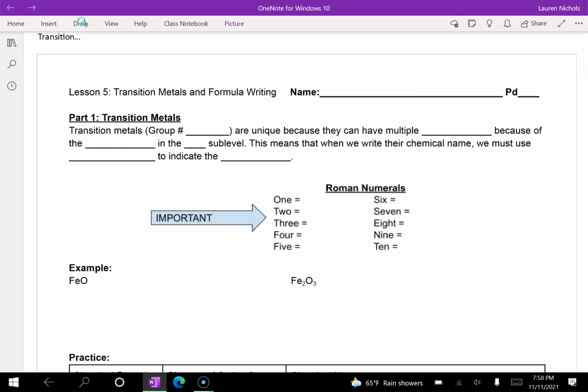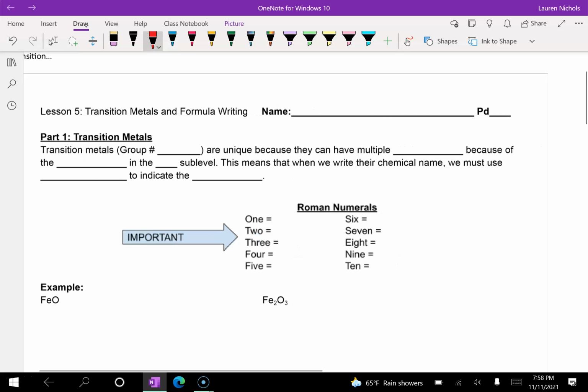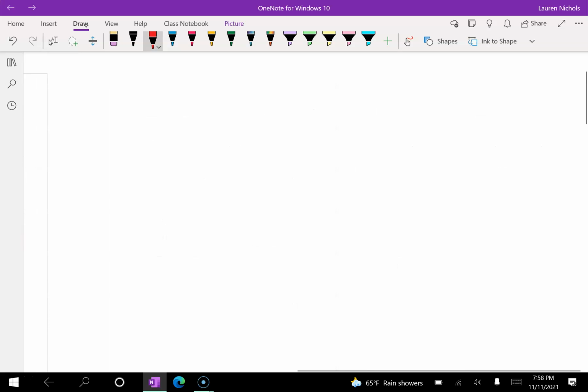All right, everyone. So in this video, we are going to be going through the last little bit of naming. We want to talk about how you name when you have a transition metal, and we're going into formula writing. Now, luckily, writing a formula is really easy once you already know how to name things. So as a refresher, something you're going to need to remember is how to identify the charge.